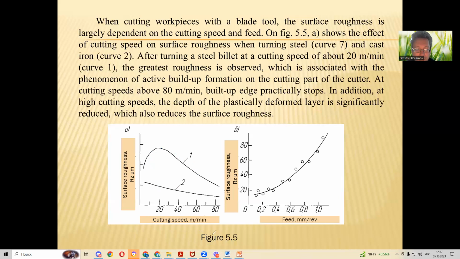Write down to your notes this figure 5.5, A and B. Depending surface roughness from cutting speed and depending surface roughness from feed.